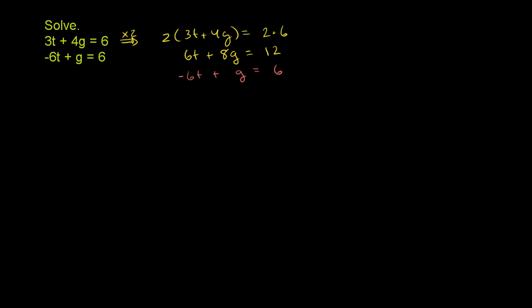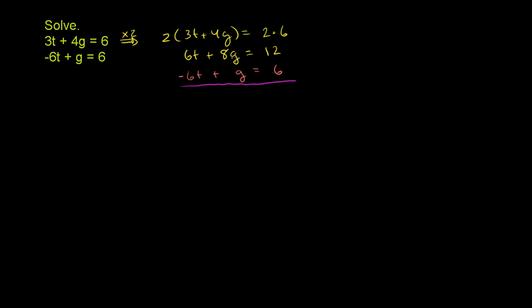Now, think about what happens if I were to add these two equations. And remember, I can do that because I'm essentially adding the same thing to both sides of this top equation. Or you could say I'm adding the same thing to both sides of this bottom equation, because the other equation is an equality. This negative 6t plus g, it is 6. So if I'm adding 6 to 12, I'm really adding the same quantity to the left-hand side. That's why I can do it.